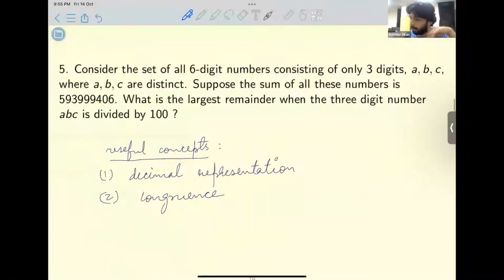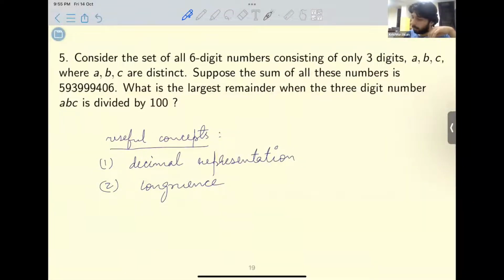Okay. So moving on. So let's consider another problem, which is like I construct all the 6-digit numbers out of only 3 digits. So ABC can take values from 0 to 9. So ABC are distinct digits, and the sum of all these digits is given to me. Okay. Now I want to find what is the largest remainder when the 3-digit number ABC is divided by.